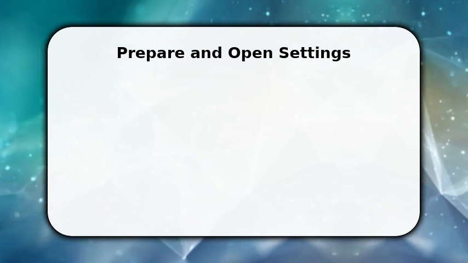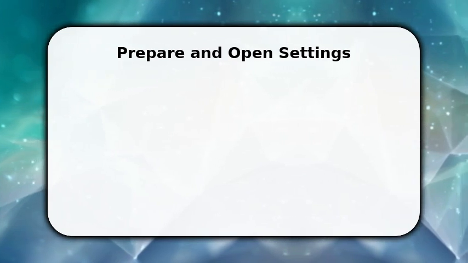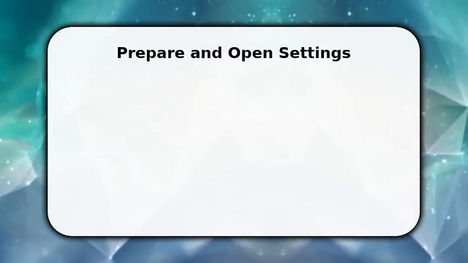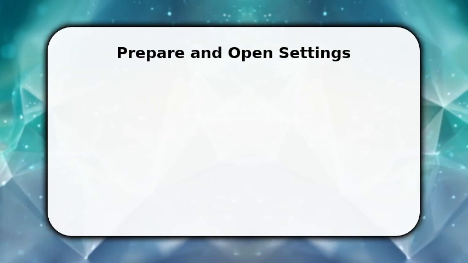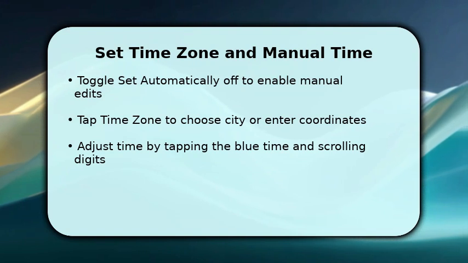If Auto is on, you'll see the current network time. Turn it off if you need manual control. Once done, note the current time zone so you can return to automatic syncing later if desired. With Set Automatically off, you can change both time zone and the clock.